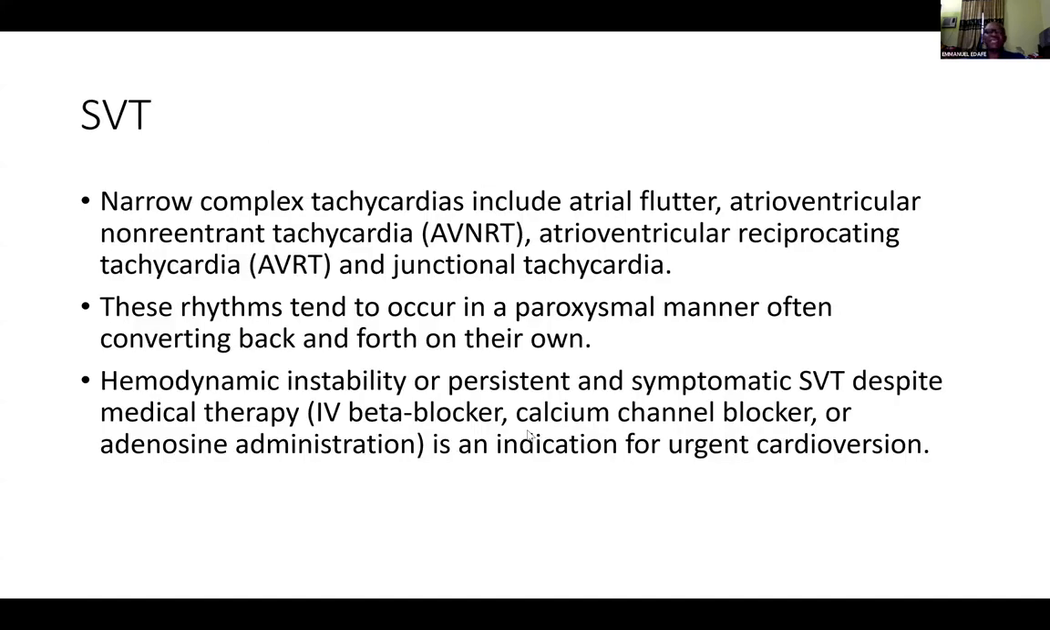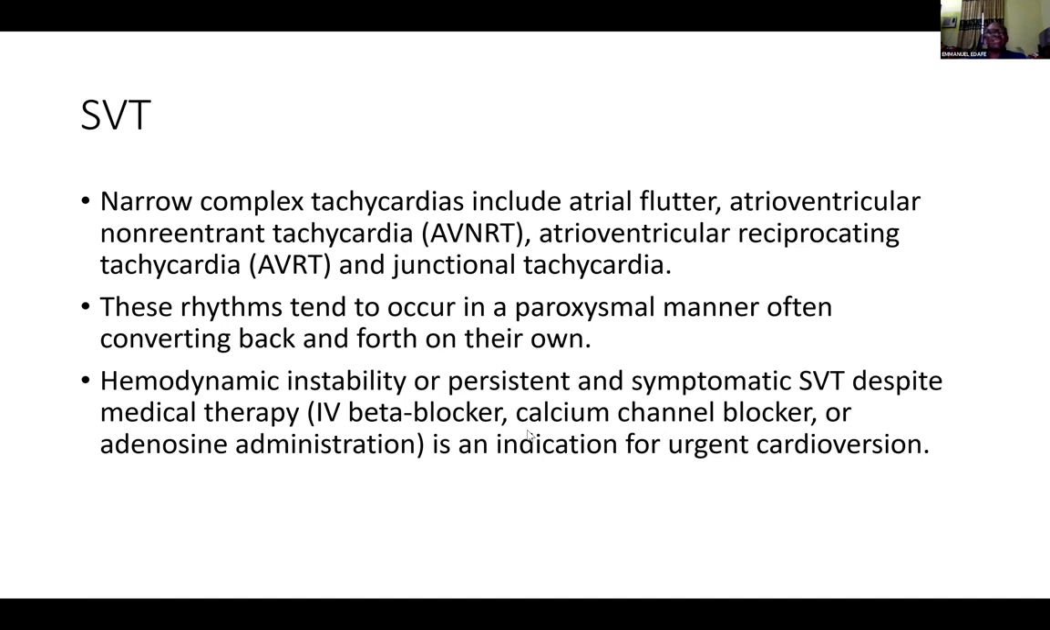Now, for narrow complex tachycardia, including atrial flutter, atrioventricular reentry tachycardia, atrioventricular reciprocating tachycardia, or junctional tachycardia, once they are hemodynamically unstable, the guidelines say cardiovert them straight away, and cardioversion is recommended for them. But if they are hemodynamically stable, you can try chemical cardioversion with the beta blocker, the amiodarone, the antiarrhythmic agent. You can try that first, and while doing that, you also anticoagulate that patient. If that doesn't work, then you can think of cardioverting.